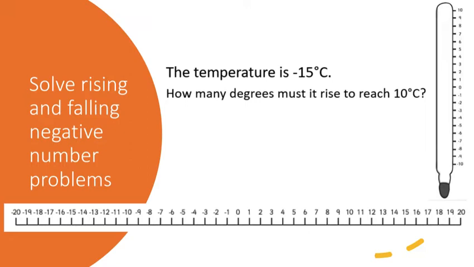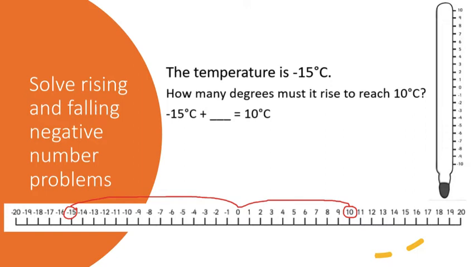Let's work it out together. Here's minus 15 degrees. How many degrees must it rise to reach 10 degrees? So it needs to go up all the way to 10 degrees. I could count each individual degree, but let's do a little bit of hopping instead. Minus 15 to 0, that's rising 15 degrees. And from 0 to 10, that's another 10 degrees. 15 plus 10 is 25 degrees.